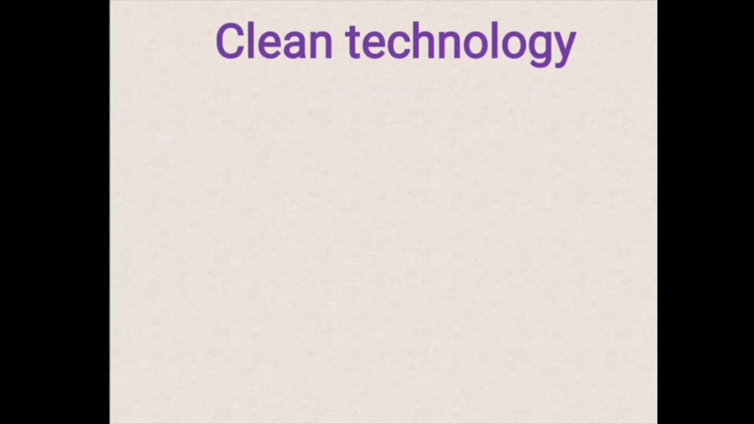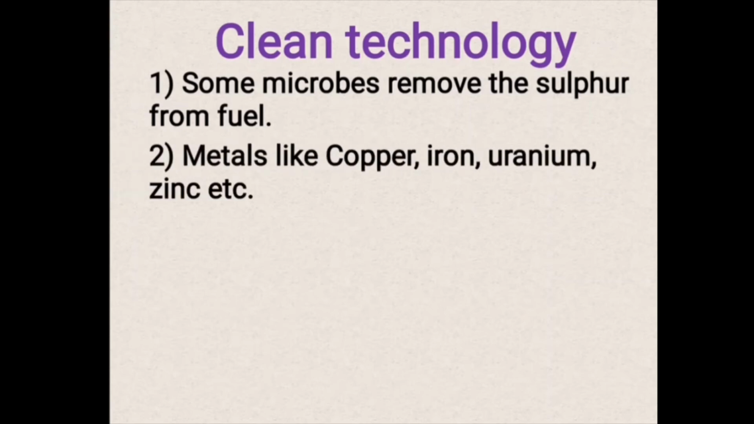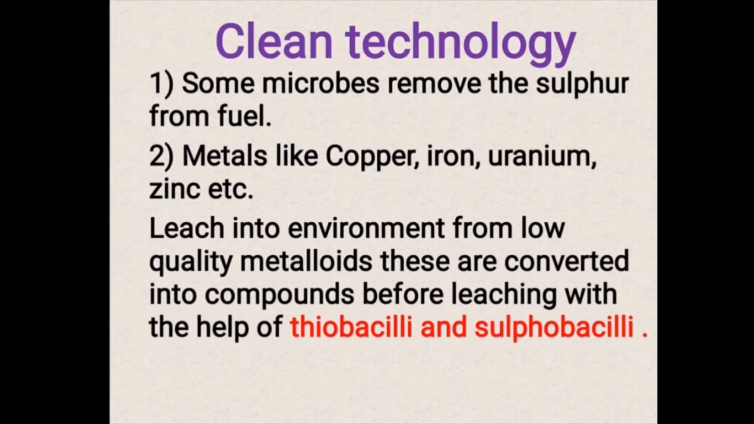Now let's move on to the next topic, clean technology. Some microbes remove the sulfur from fuel. Metals like copper, uranium, zinc, etc. leach into the environment from low quality metalloids. These are converted into compounds before leaching with the help of thiobacilli and sulfobacilli.